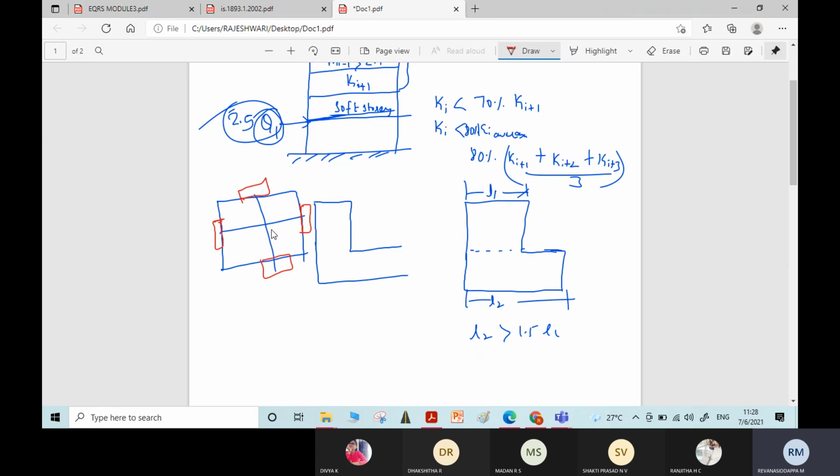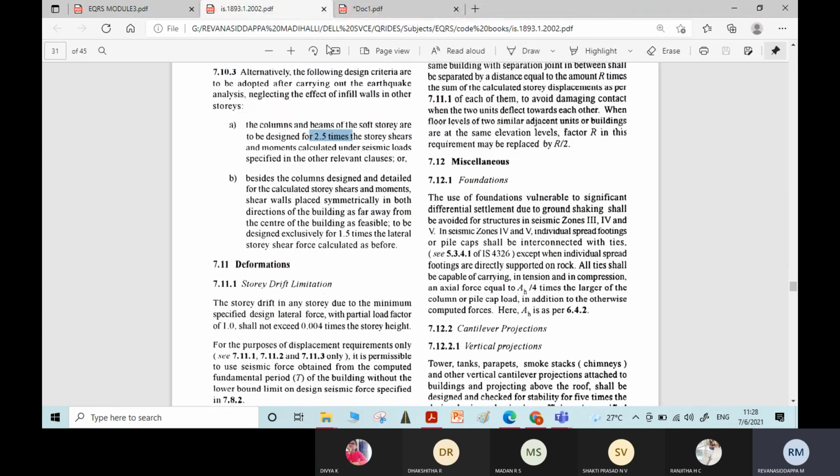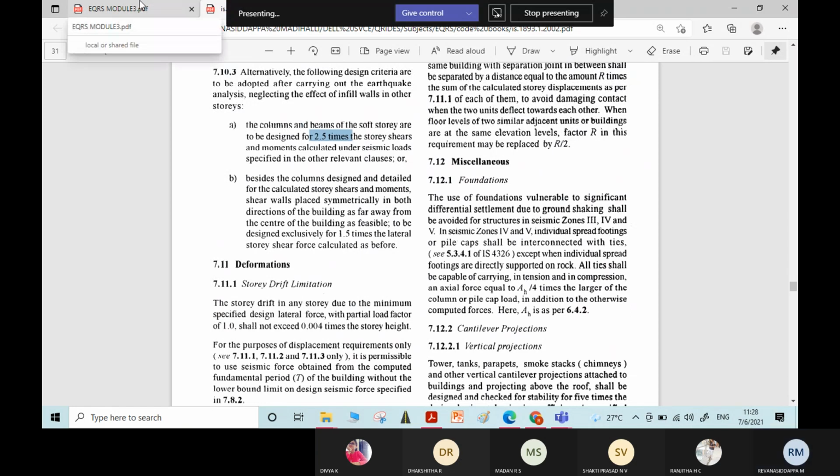Symmetrically, by providing these kind of shear walls, we can improve the lateral resistance of the soft story. If there is no provision, we have to design the structural elements for 2.5 times Q1. So this is about the soft story, definition of the soft story and design provision. Design provisions are these 2 points. You need to write these 2 points as design provision.